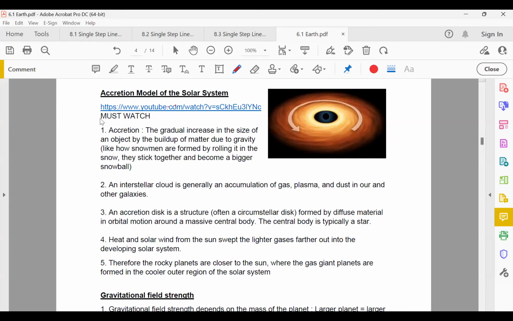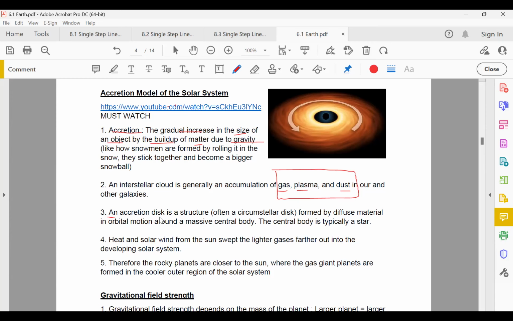All the relatively important notes I've already gone through the time to write down for you guys already. If you look at this part here, accretion: the gradual increase in size of an object by buildup of matter due to gravity. Basically, it starts accreting and then started forming this here. An interstellar cloud is generally an accumulation of gas, plasma, and dust. I will assume they may ask you this. So you need to know what these interstellar clouds are made of, which is basically just gas, plasma, and dust.